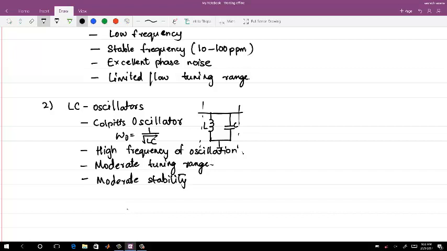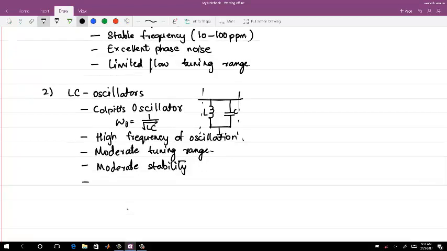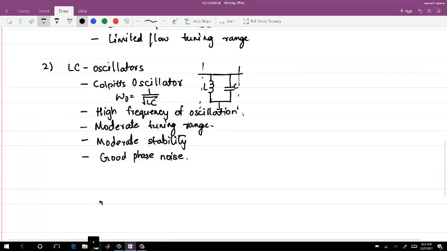Maybe you can get up to 1000 ppm of variation depending on PVT variation, and phase noise is still good. It's not excellent like your crystal oscillator, but it's still better.